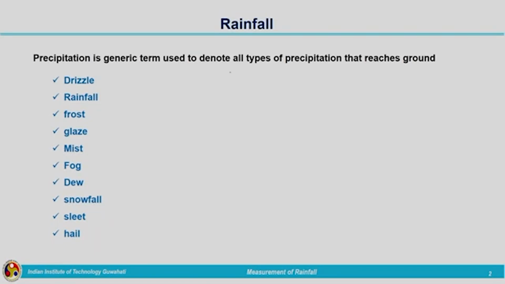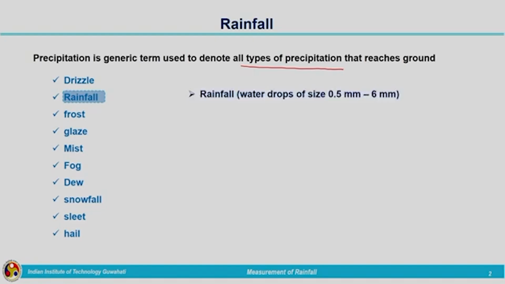So, that is the precipitation we have seen. It is the generic term which is used to denote all types of precipitations that reach the ground. We have seen different forms as drizzle, rainfall, frost, glaze, mist, fog, dew, snowfall, sleet and hail. Out of that, the major important one is rainfall. So, in this lecture, we will see the measurement of rainfall.